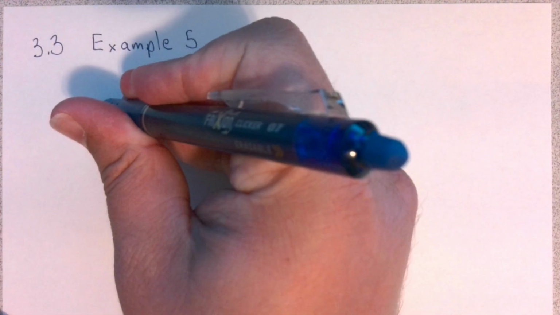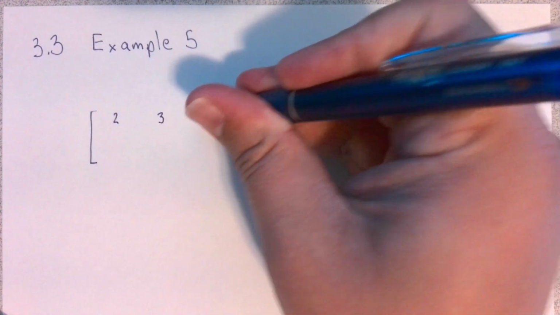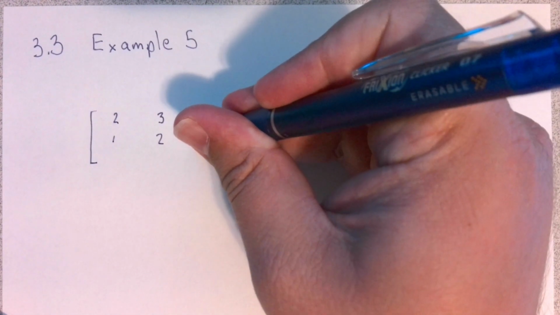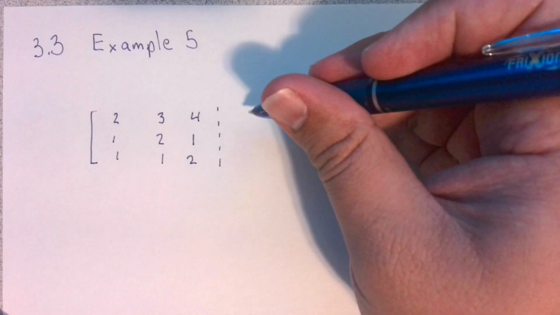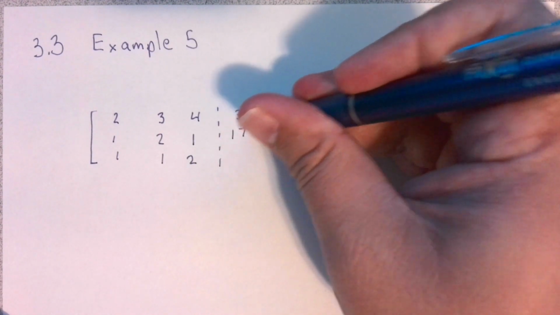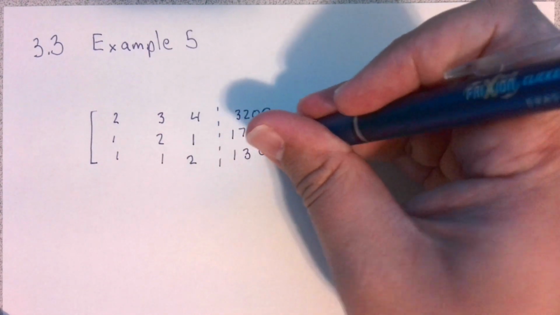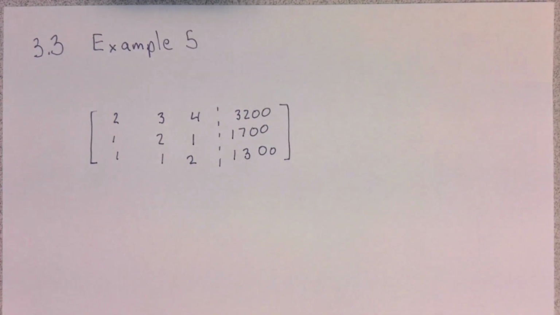So since they give us the matrix already in a table form, all we have to do is augment the hours on as a 4th column. So we get 2, 3, 4, 1, 2, 1, 1, 1, 2, and then 3,200, 1,700, and 1,300. So there's our augmented matrix for this example.